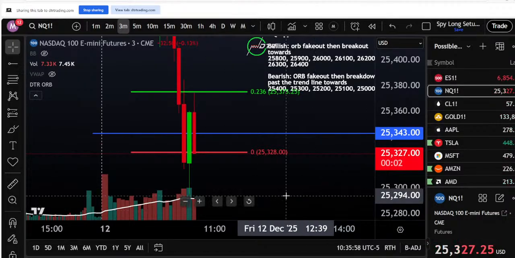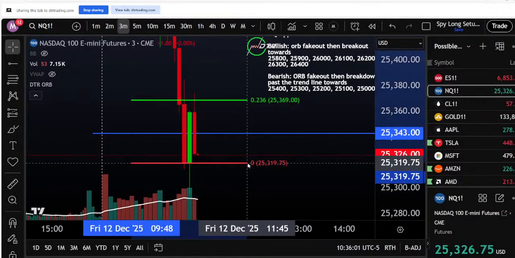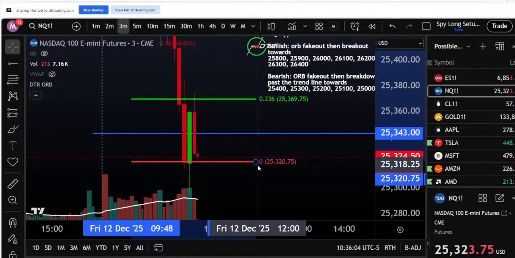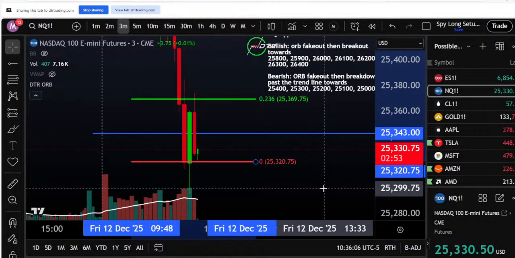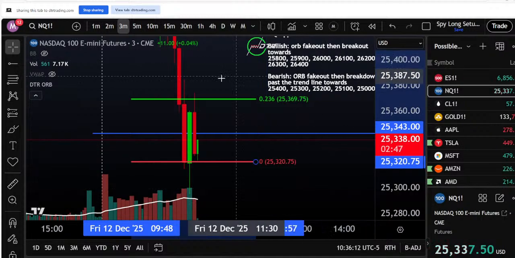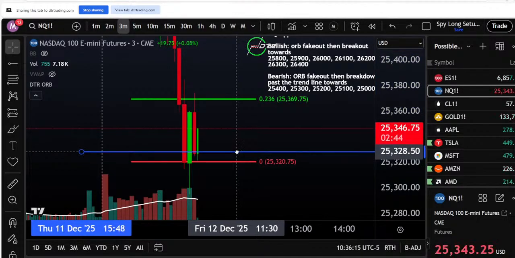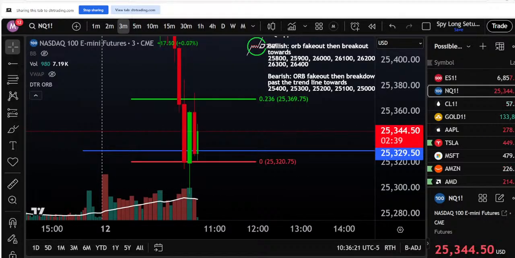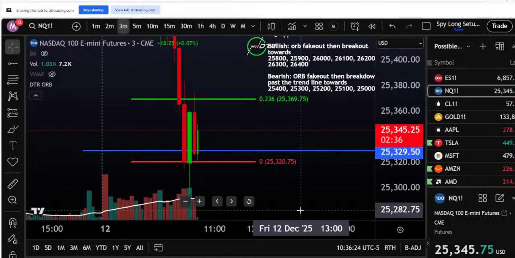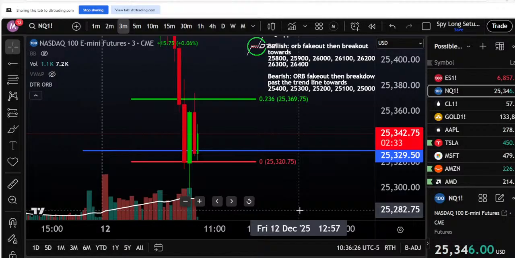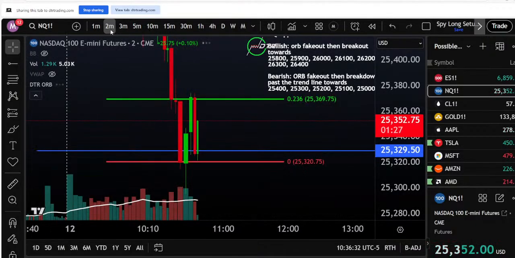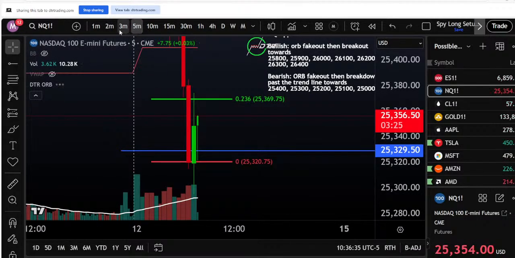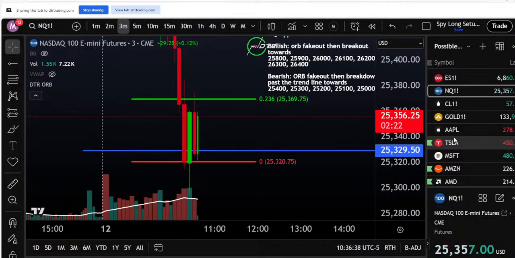Okay, so now you're looking at 20 stop loss, 320. Oh, that's mean. I knew that was coming. Fuck.